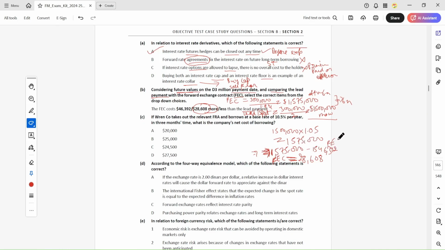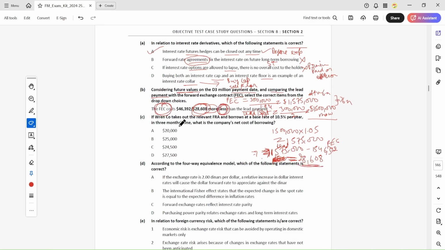This is FEC, this is FEC, this is lead. So we don't have to lead. We save by using the FEC. We save 28,000 less by FEC.